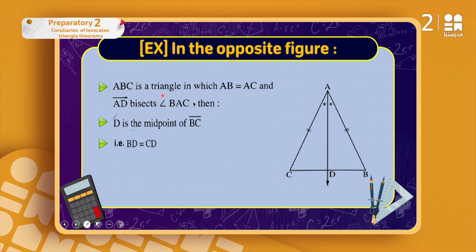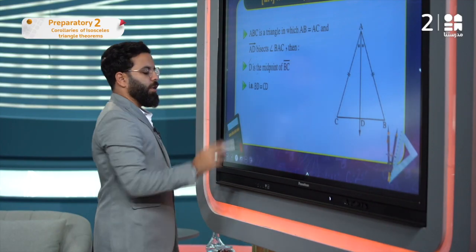So in triangle ABC, AB equals AC, because this is an isosceles triangle. Okay. AD is a ray that bisects the vertex angle, as you can see. Then D is the midpoint of BC, so BD equals CD, as you can see.